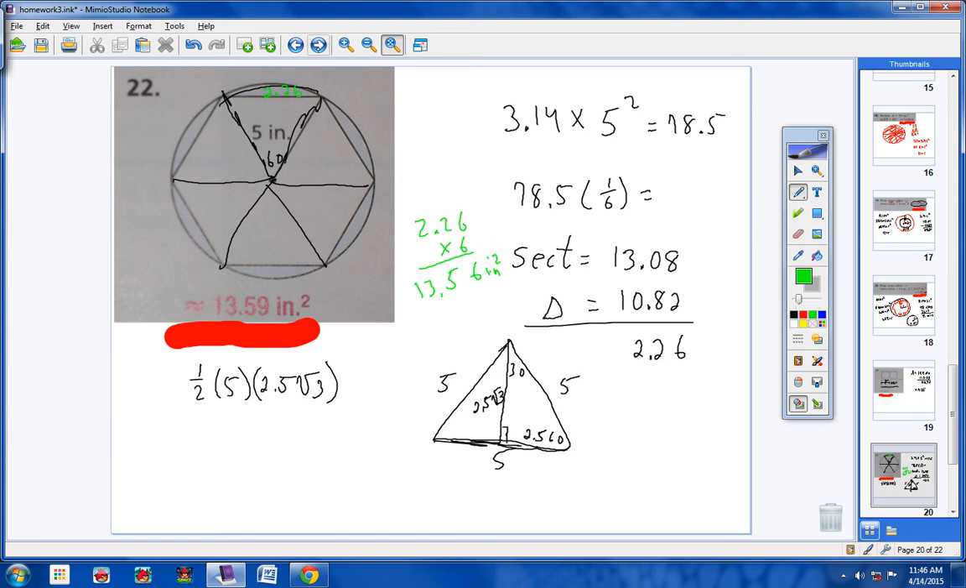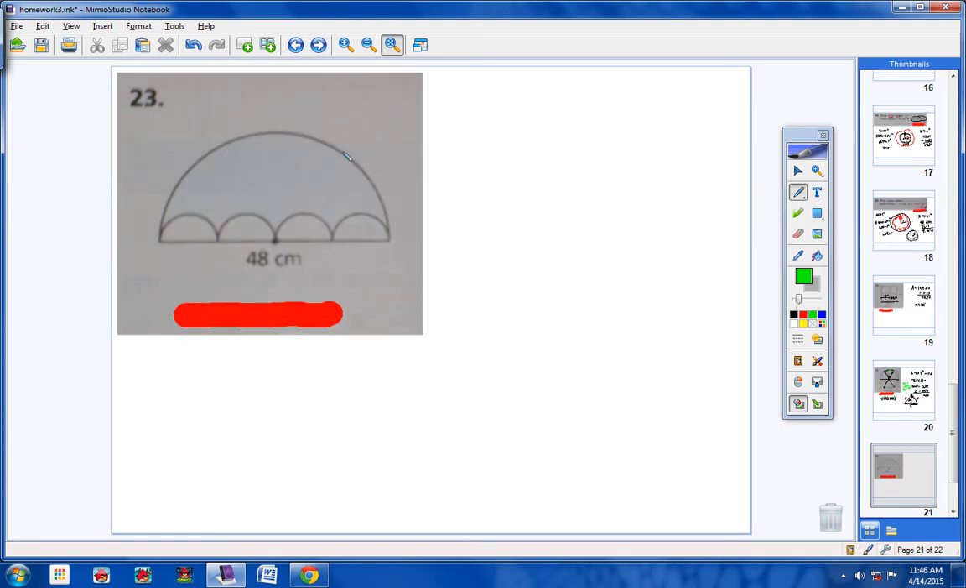Square inches. Alright, number 23. Okay, it looks difficult, but it's not. First of all, if I can find the area of this entire semicircle, like this, and then subtract out each one of these little semicircles here, then I'm left over with the shaded part. So let's first find the area of this entire semicircle, okay? Now let's not forget it's pi r squared, okay? To find the area of a circle. So the area of this, if I had an entire circle like this, my radius would be 24. From here to here, 24.